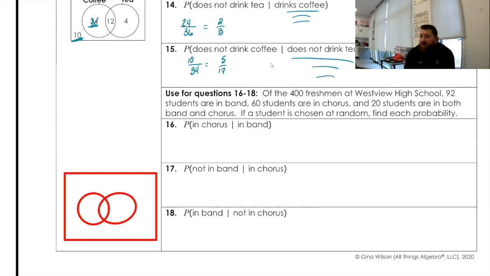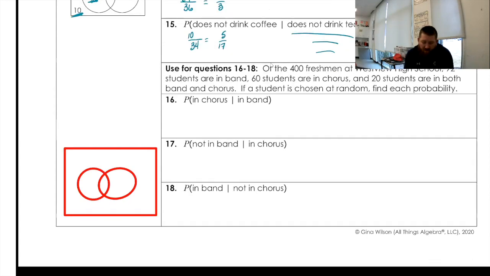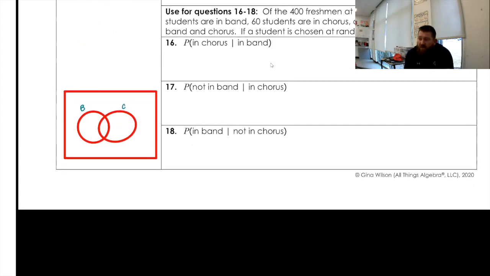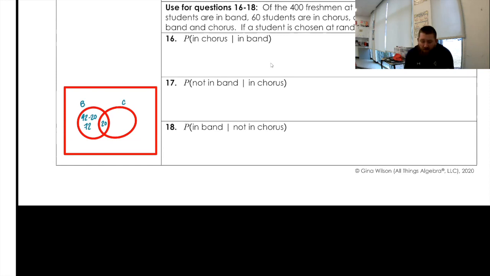Okay. It wants to know, of 400 freshmen at Westview, 92 are in the band, 60 are in course, 20 are in both band and course. Okay. So this can be set band. This can be course. We know of those students, 20 were in both. It told me that 92 are in band, but we've got to subtract the 20 that are also in course. So our total is actually 72. It told me that 60 are in course, but because we know 20 are also in band, we got to take those 20 away. So we get 40.